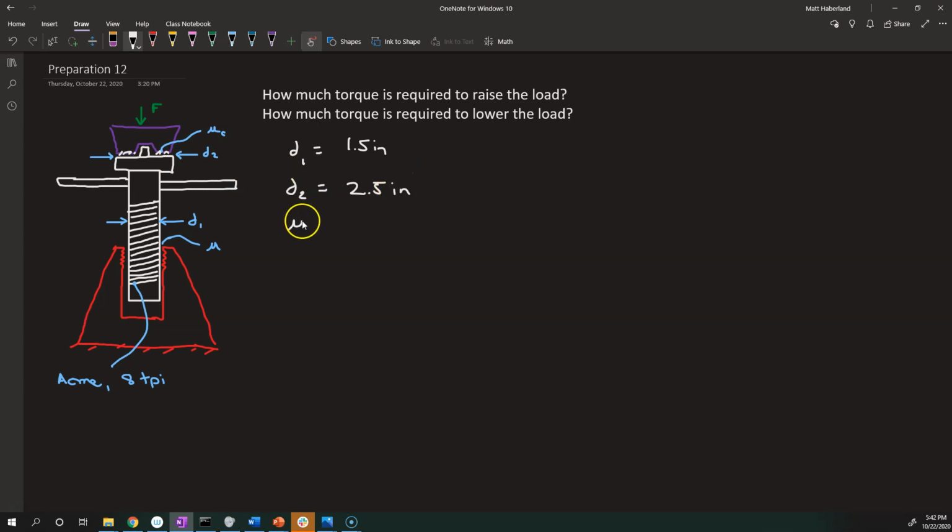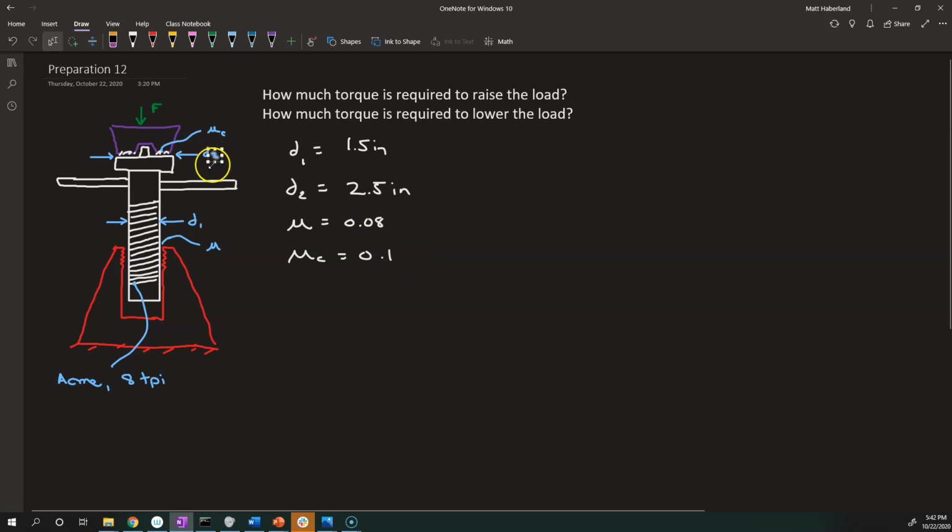We have a mu between the threads, the male and female threads, of 0.08, and mu_c is equal to 0.1. That is the collar friction. Let's go ahead and call D2 D_C, for the diameter of the collar. That'll allow us to call this just D instead of D1. We also know that this is an Acme thread, so that means that alpha is equal to 14.5 degrees. And it's got 8 teeth per inch.